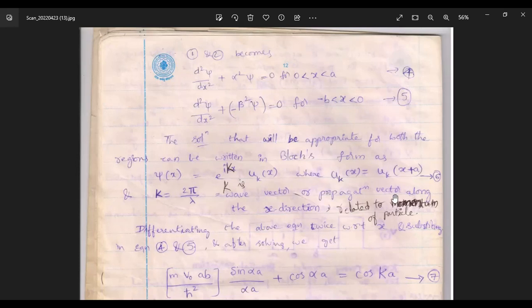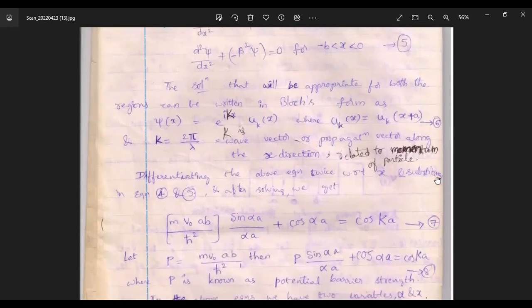The solution appropriate for both regions can be written in Bloch's form. The solution for these equations will be in the form of Bloch's equation: psi of x is equal to e power ikx into uk of x, where uk of x is equal to uk of x plus a, because it will be repeated several times. It is x plus a because the lattice constant in the x direction is a. k is the wave vector, k is 2 pi by lambda, the propagation vector along the x direction, so it is related to the momentum of the particle.